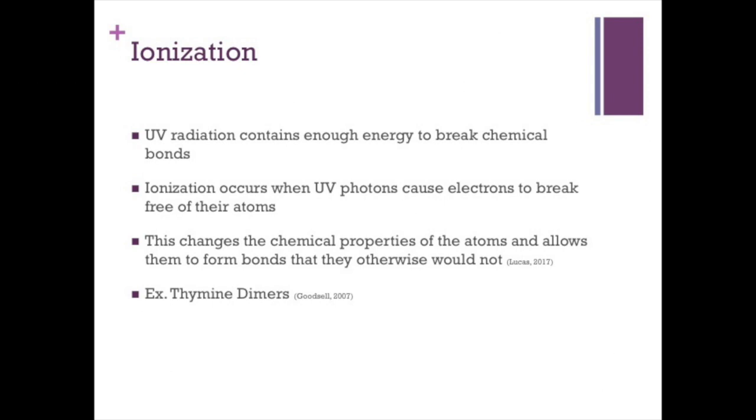UV radiation causes ionization because it contains enough energy to break chemical bonds. Ionization occurs because UV photons cause electrons to break free of their atoms, which changes the chemical properties of the atoms and allows them to form bonds that they otherwise would not. One example of this is thymine dimers.